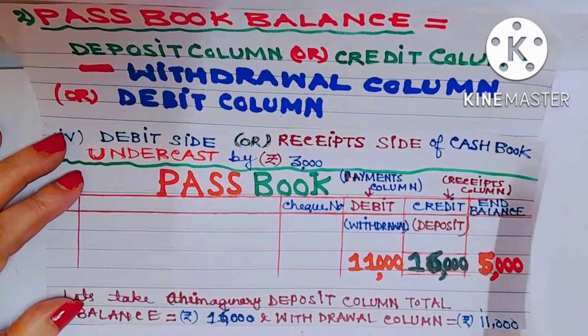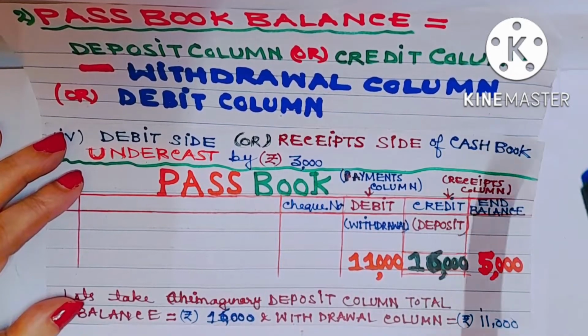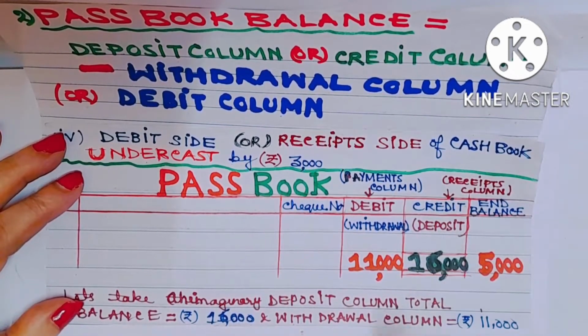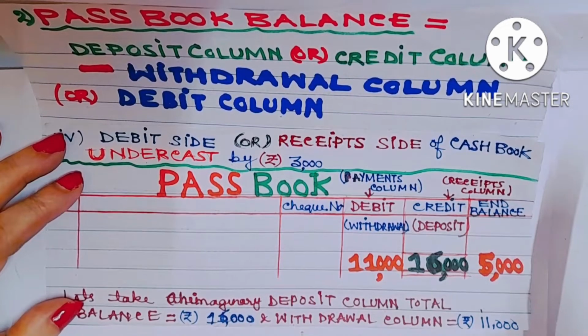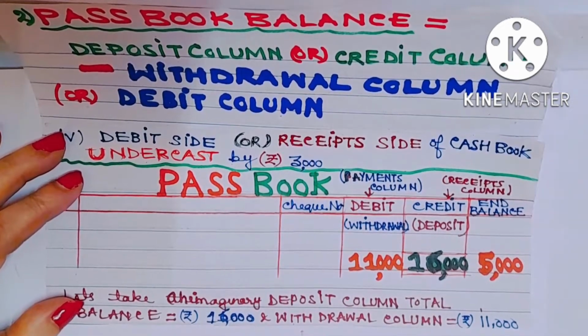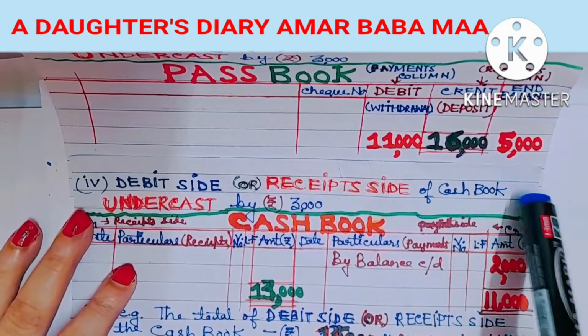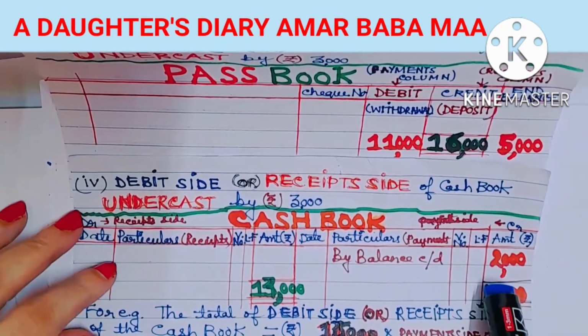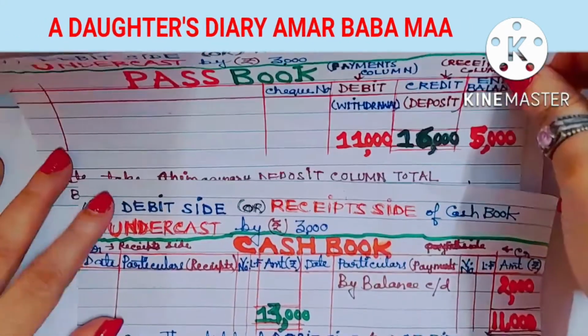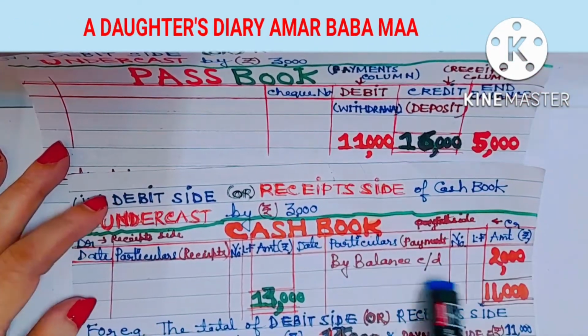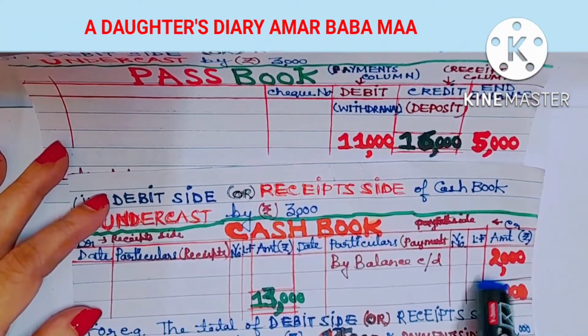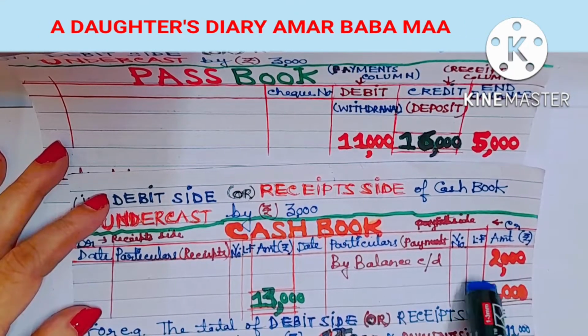But by mistake, the businessman has written the total 13,000 instead of 16,000. That is the reason cash book balance is less by rupees 3,000. What was the cash book balance? Let me show you again. See, the cash book balance is 2,000. Whereas passbook balance is 5,000. Why is cash book balance rupees 2,000? Why is cash book balance less by rupees 3,000?